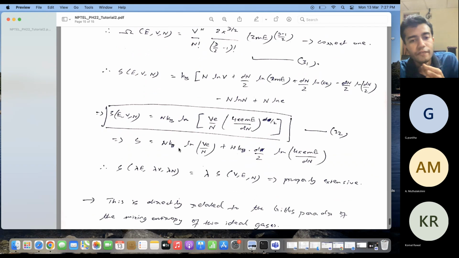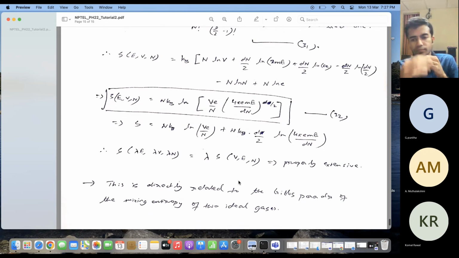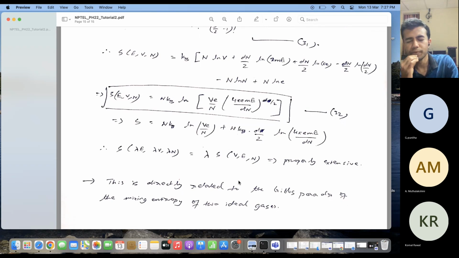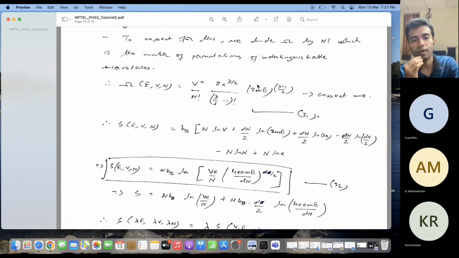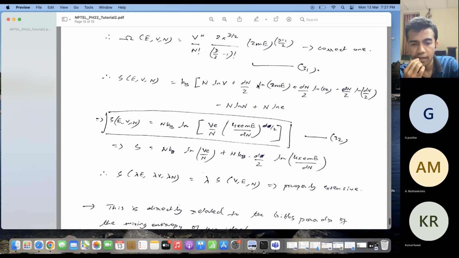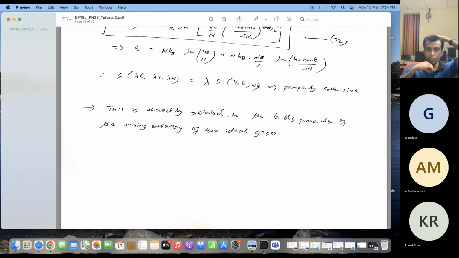Okay, now if I replace E by lambda E, V by lambda V, and N by lambda N, and I calculate the entropy, then you will see that S of lambda E, lambda V, lambda N is equal to lambda times the earlier entropy. So this shows that entropy is properly extensive, and this is the correct form of the entropy. And this expression over here is the correct form of the number of microstates of an ideal gas. So this is a very important takeaway message, and this is directly related to the Gibbs paradox, which is related to the mixing entropy of ideal gases.